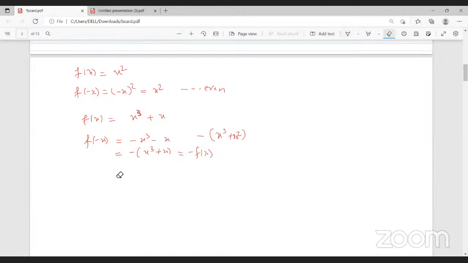Okay, that's why you're saying that the statement that a function is either even or odd is wrong. It can be neither of these also. You can see the previous example, x cube plus x square. Simply you have to check whether it is giving minus f of x. If it is minus f of x, then it is an odd function, or if it is f of x, then it is an even function.